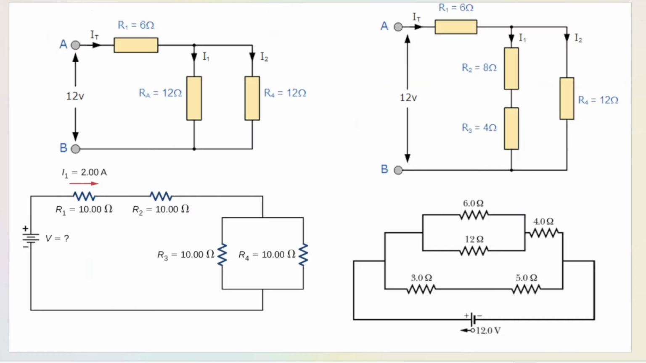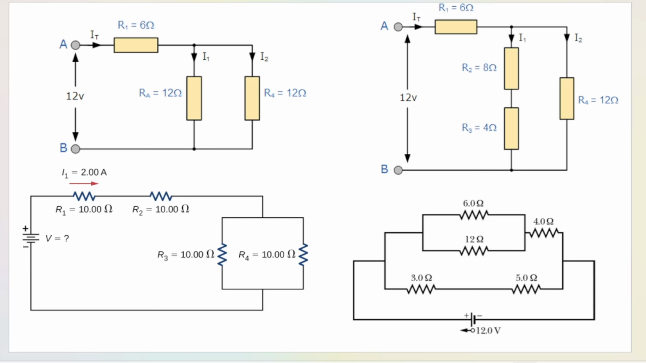Now, here are some other circuits, and I hope that you can recognize that this is a combination. These circuits are combination circuits. In other words, we have a resistor that is in series, and we have resistors that are in parallel. I know that these circuits look a little bit different to what you're used to seeing maybe in textbooks, study guides, or in past papers. They come from the internet, but it's basically the same thing.